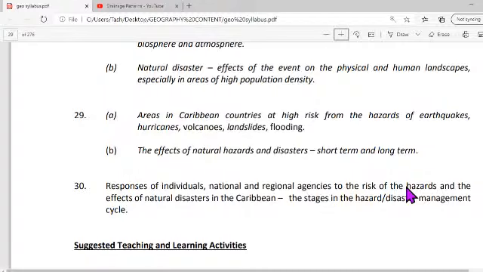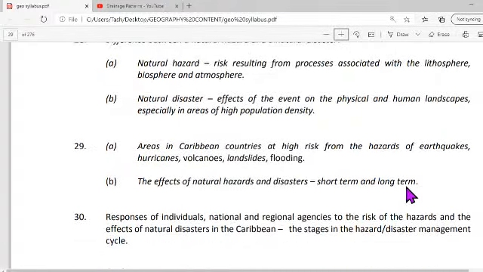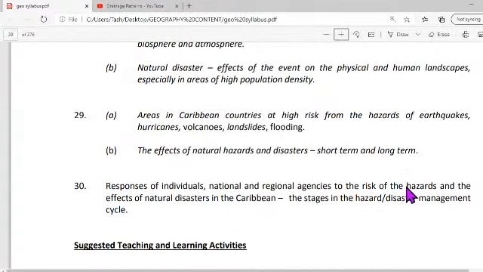Then we have, I think we covered all of those. Final one, we have responses of individuals, national and regional agencies to the risk of hazards and the effects of natural disasters in the Caribbean.